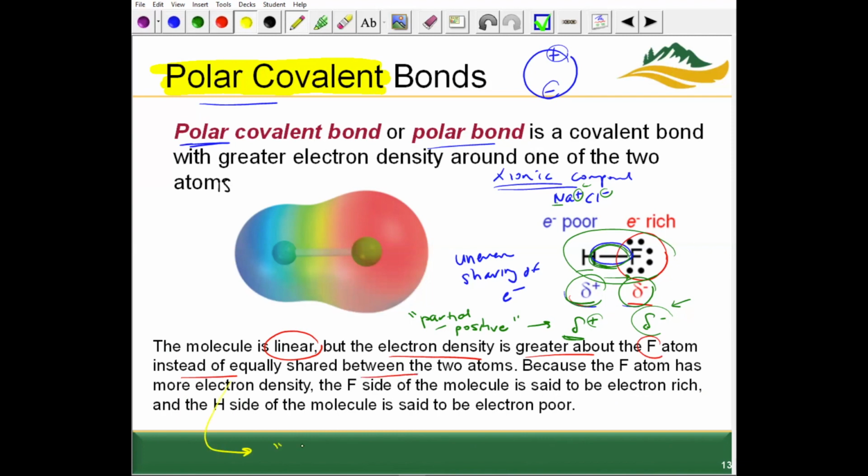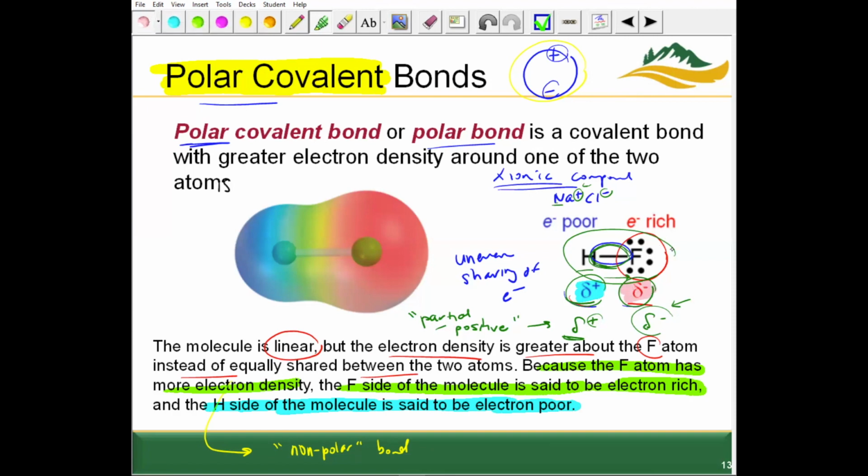For electron density to be equally shared, that's considered a non-polar bond. When we have polarity, we have an uneven sharing of electron density between the two atoms. So because the fluorine atom has more electron density, the fluorine side of the molecule is said to be electron rich, whereas the hydrogen side of the molecule is said to be electron poor. Again, because fluorine is more electronegative than hydrogen.